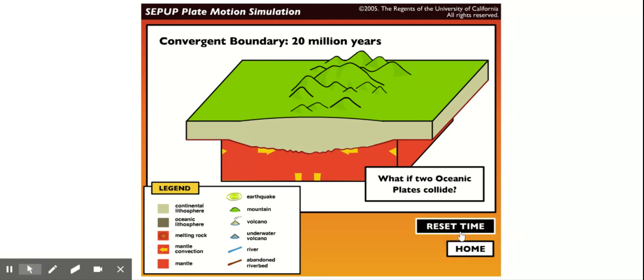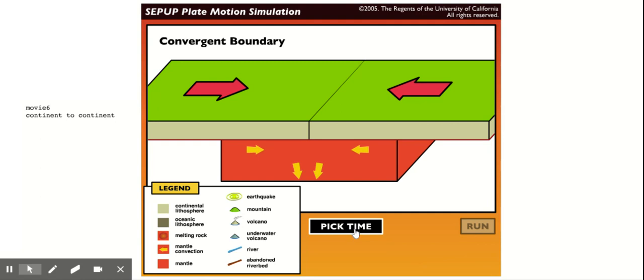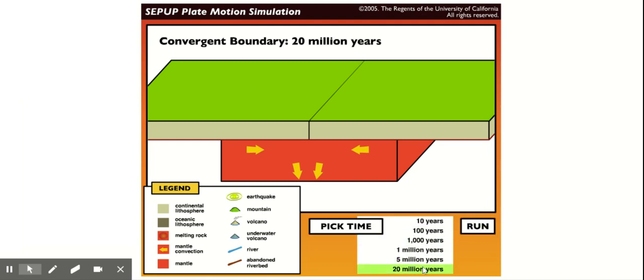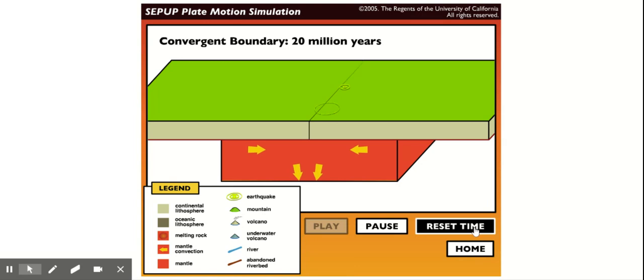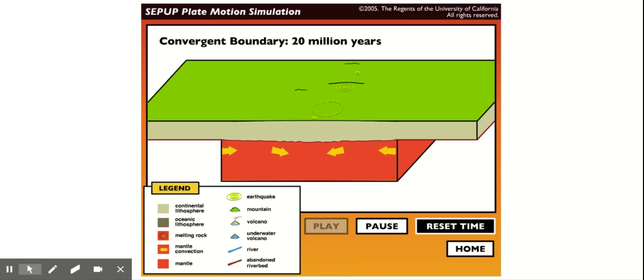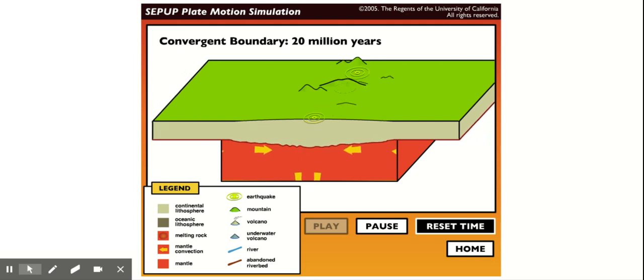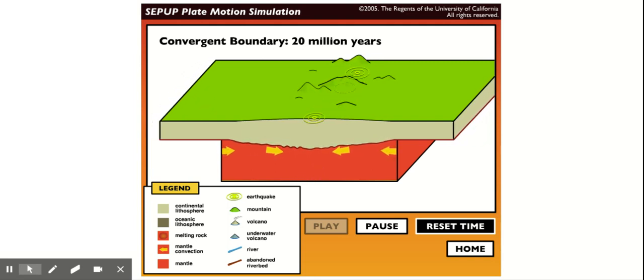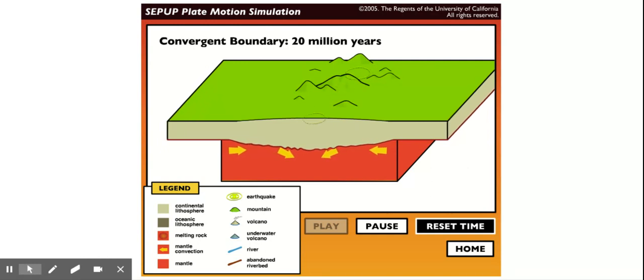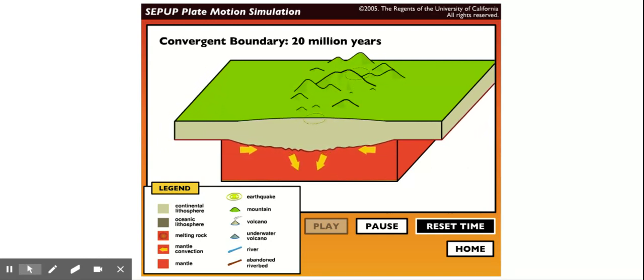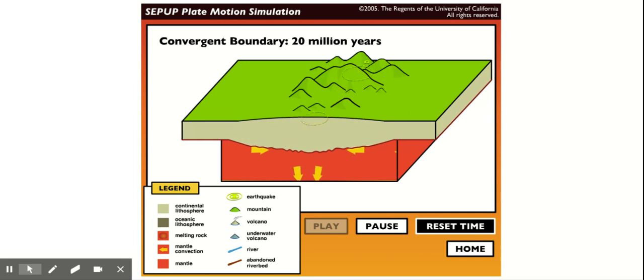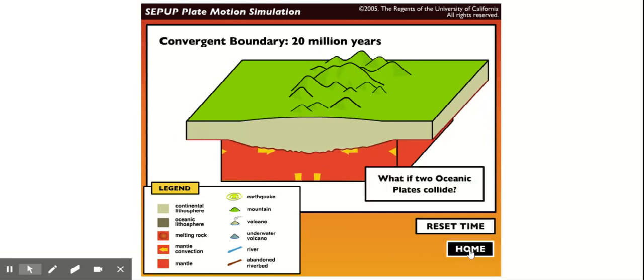Okay. We're going to reset this. We're going to play it one more time just so you can watch it again. We're going to run this guy, see what happens. Make sure you're paying attention to both the crust, what's happening there, and also the mantle convection that's happening. There we go.